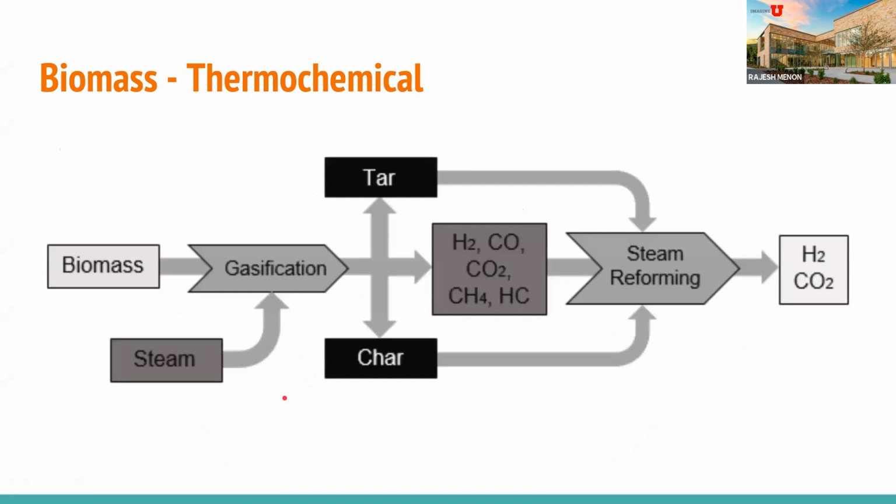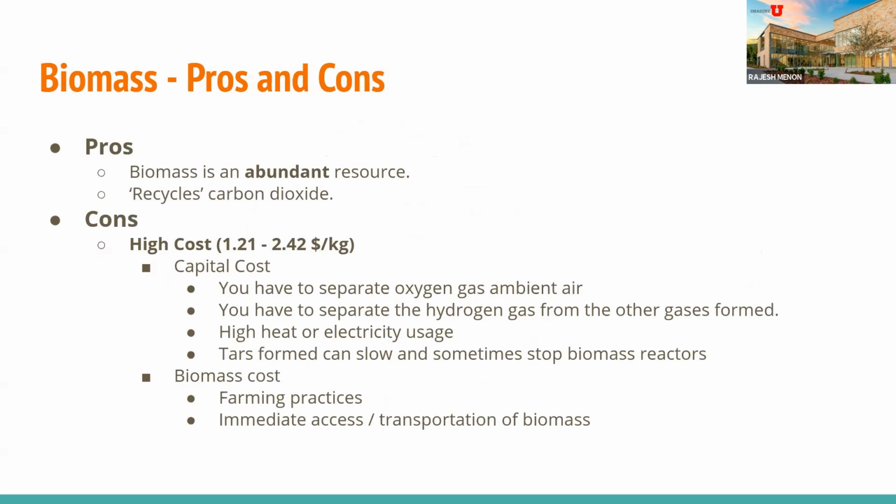So here's, I guess, the flow chart of gasification. So biomass plus gas into gasification. It has its byproducts, tar and char, as well as these other gases. And then you have the steam reforming that Brad was talking about that further gives more H2 and CO2. The pros and cons: biomass is a very abundant resource. It's used domestically, on farms, animals. It's very widely available.